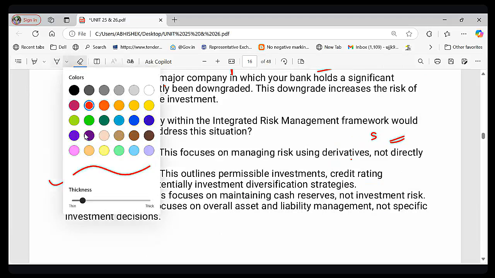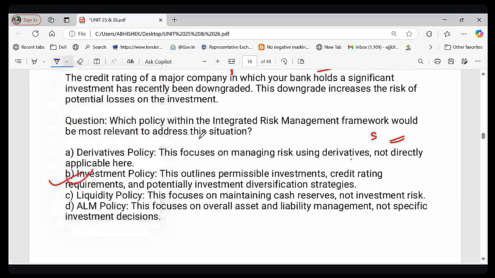First option is derivative policy. This is incorrect, because derivative policy deals with risk management, not directly with the investment risk. What about the next option?